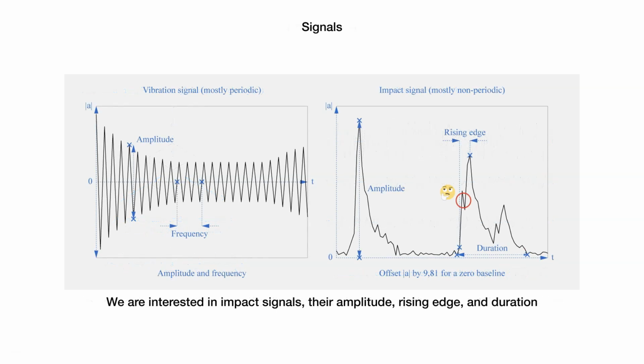Depending on the cause of acceleration, the signal will look very different. In our case, we're concerned with impacts, for example from knocks, punches, kicks or tosses. Impact signals are very short impulses, and to evaluate them with multiple thresholds, you'll have to consider the amplitude, rising edge and duration.